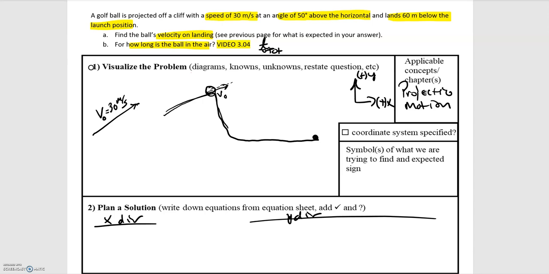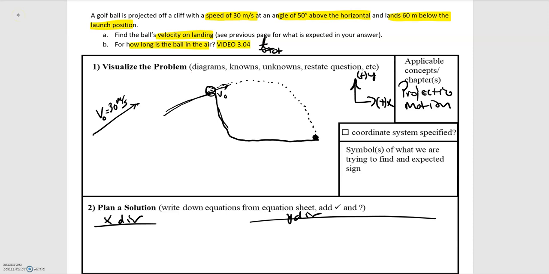Below I already have a diagram started, and so there is this golf ball on top of this cliff. It's being projected off at an angle, and then once it's in the air, it follows this parabolic trajectory until it reaches the ground below the cliff. And so this stopping point is its final position.